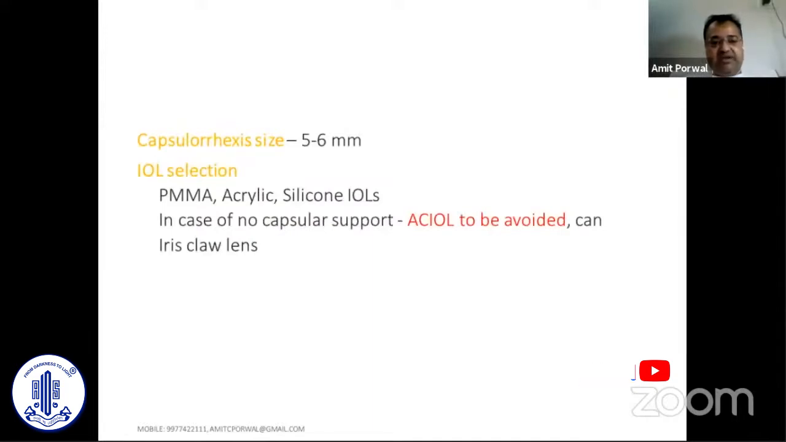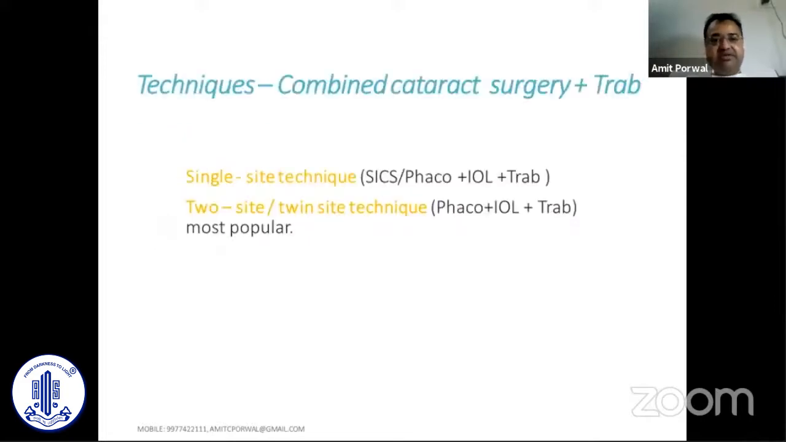Coming to IOL selection, you can implant a PMMA, acrylic or silicone IOL. In case of no capsular support, there is a tendency to go for an AC IOL, but AC IOL has to be avoided when you're doing a phacotrab. You can use an iris claw lens. Coming to the techniques of combined cataract surgery plus trabeculectomy, we have the single site technique and the twin site technique. Phacotrab can be done as a single site or a twin site, whereas if you're planning SICS trab, it has to be done only as a single site technique.